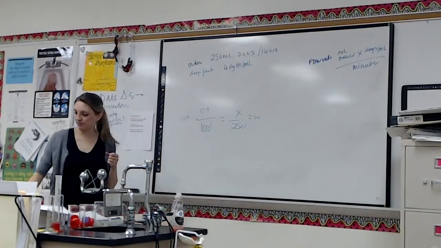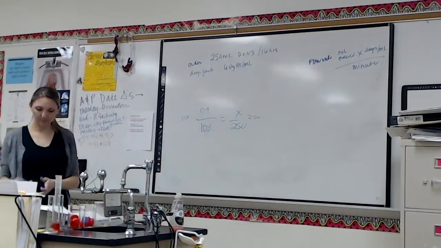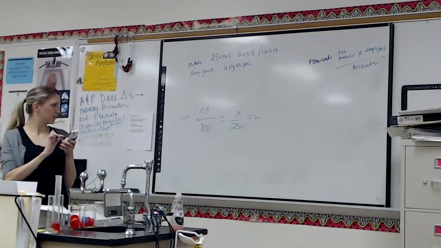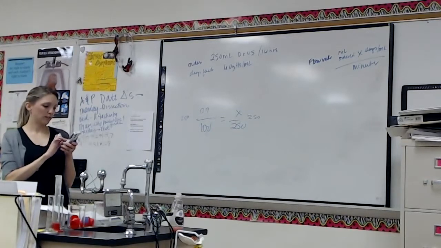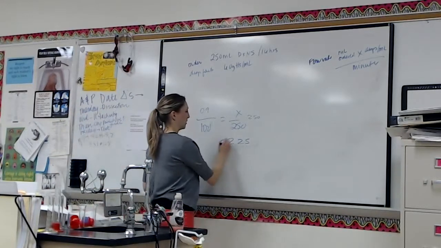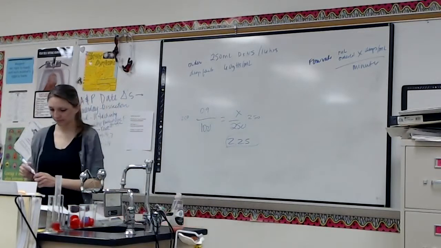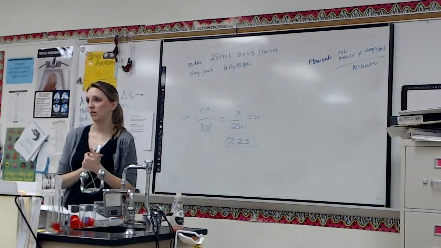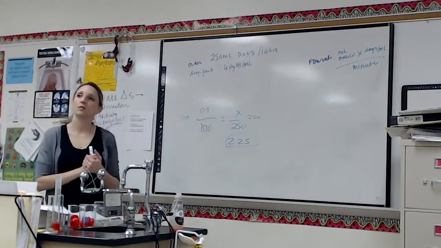I don't want to do that one. Calculator, sure. It's 225, 2.25. Wait, that was 22.5. Well, let's do 250 times 0.9 divided by 100, 22.5. Okay. What was the other answer for dextrose? 12.5. Okay.